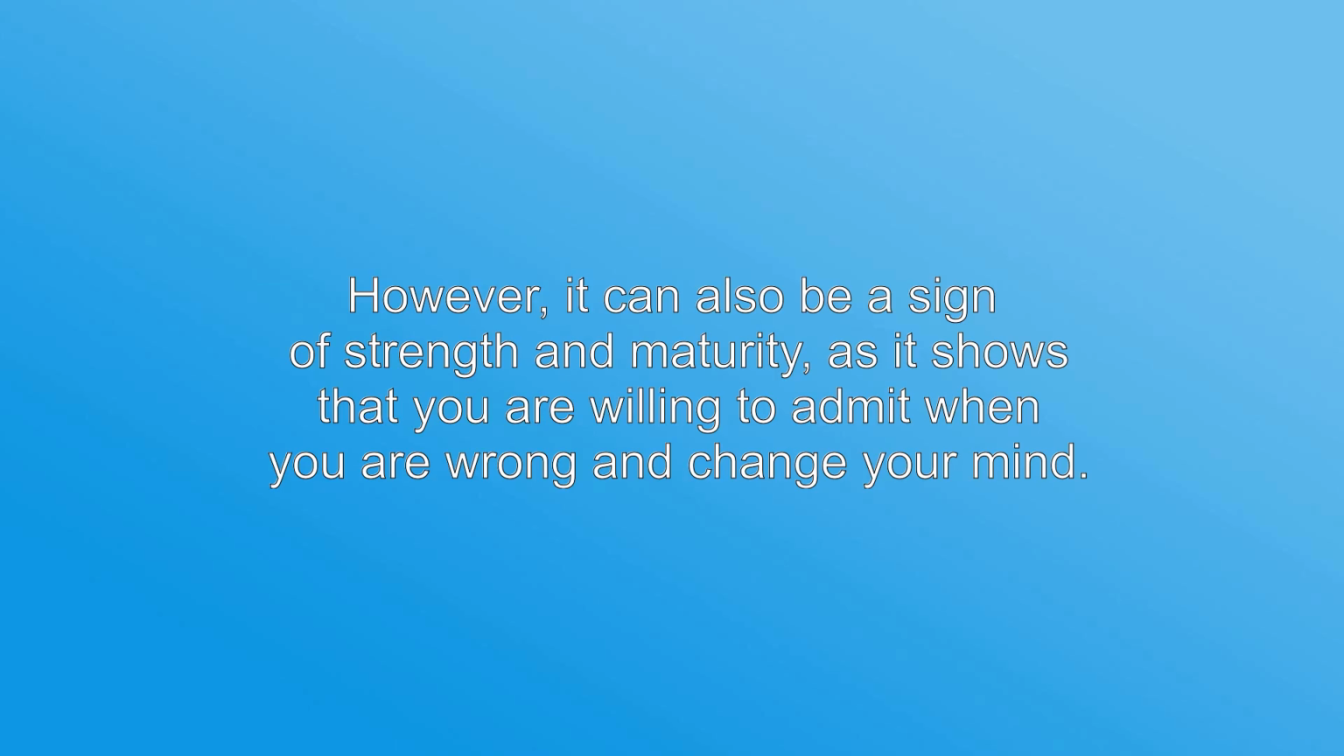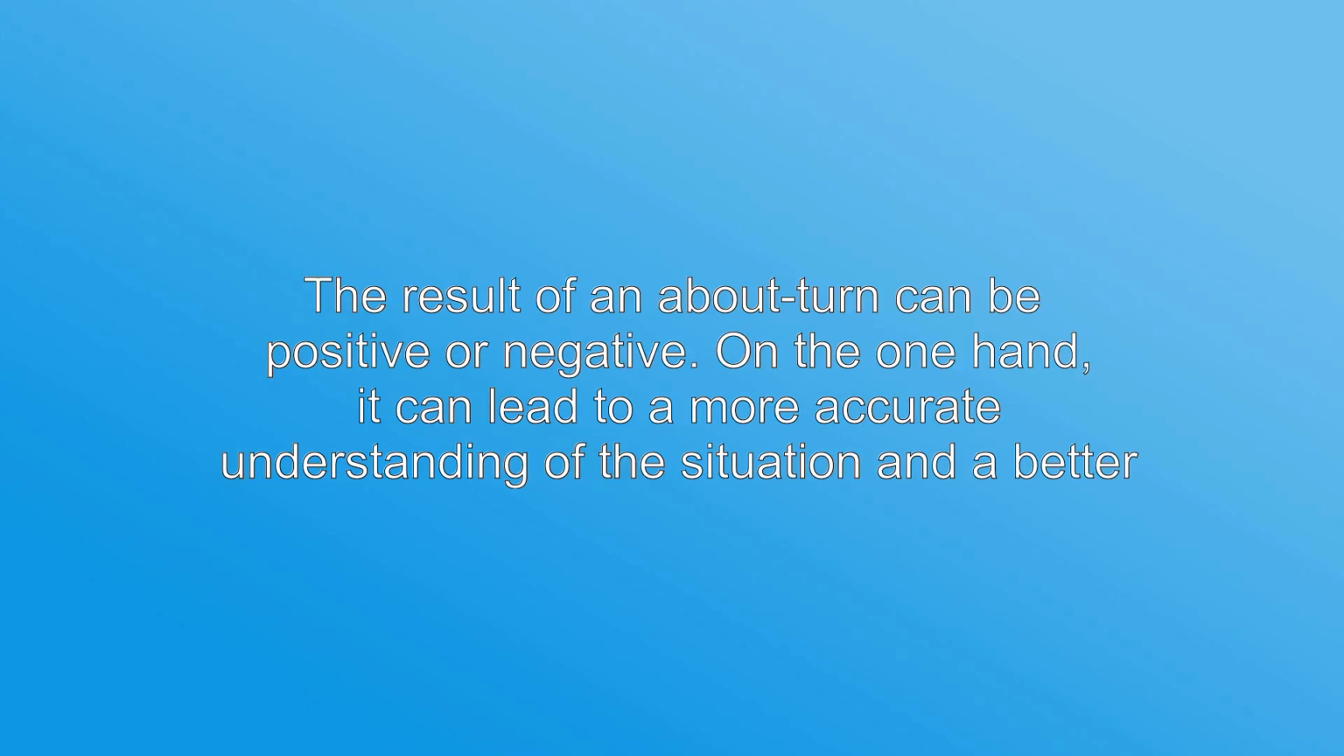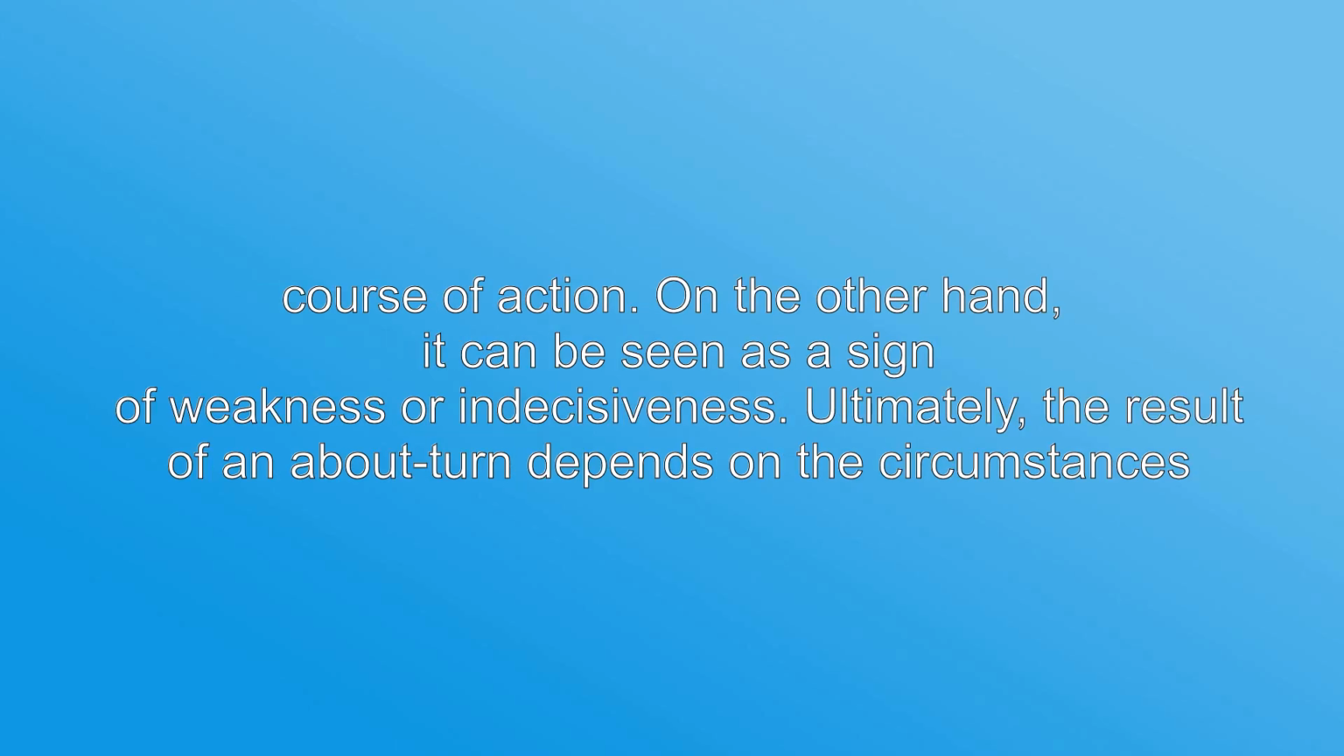However, it can also be a sign of strength and maturity, as it shows that you are willing to admit when you are wrong and change your mind. The result of an about turn can be positive or negative. On the one hand, it can lead to a more accurate understanding of the situation and a better course of action. On the other hand, it can be seen as a sign of weakness or indecisiveness. Ultimately, the result of an about turn depends on the circumstances and the people involved.